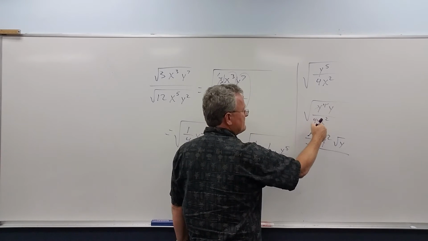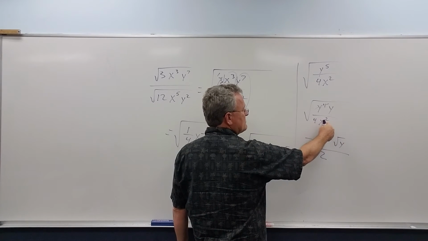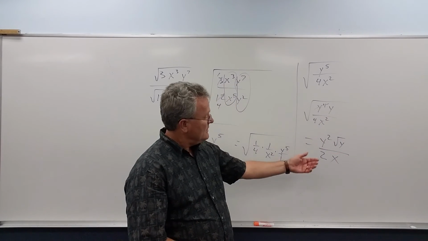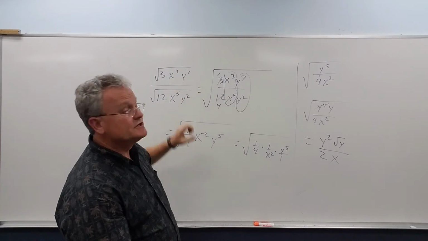And what about the bottom? The square root of 4 is 2. Divide the exponent by 2. 2 divided by 2 gives me x to the 1. And that is our answer. That is the simplified form of this right here.